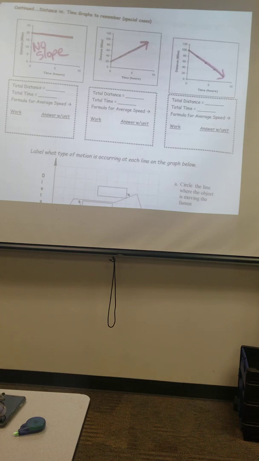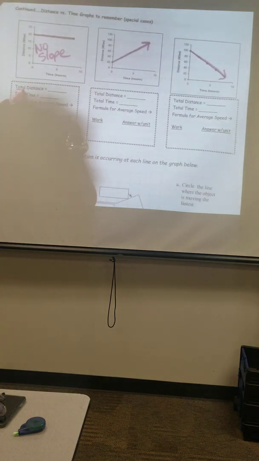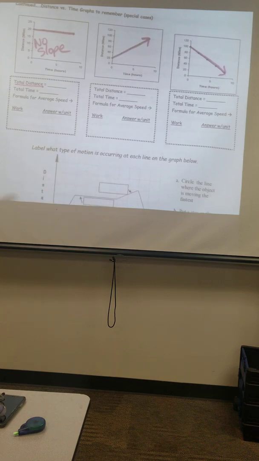So let's do that. Before I go any further, let's look at this first one. They asked me for the total distance that my object traveled. How far did it move? 20 miles. Marshall, how much? Whoa, it didn't move at all. It stayed constant at 20 miles.